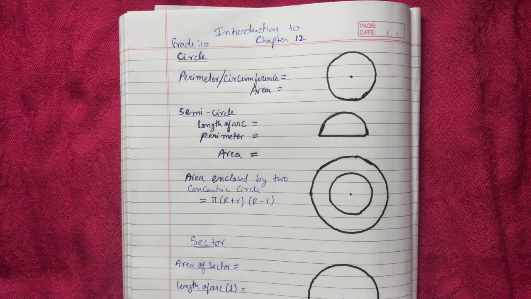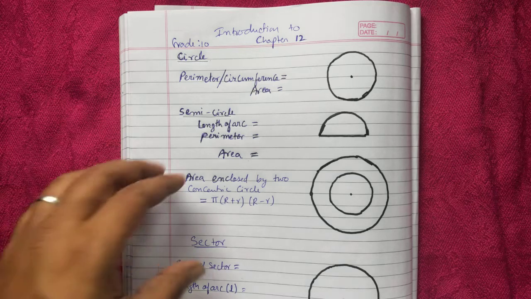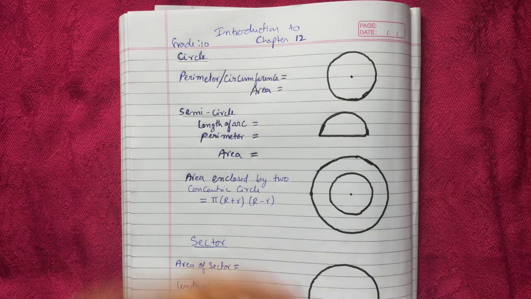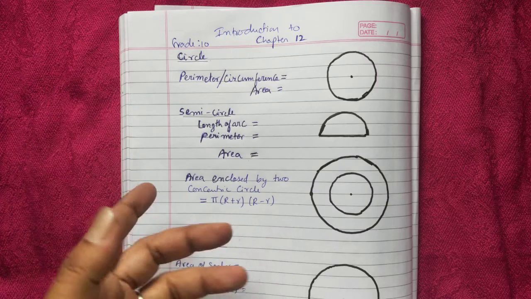Dear student, we'll be doing chapter 12, area related to circle. Before we start, you have to know some of the formula to do this chapter. You have already done some of the formula in other classes also, in grade 9, grade 8 also. Let us review the formula, even though you know.